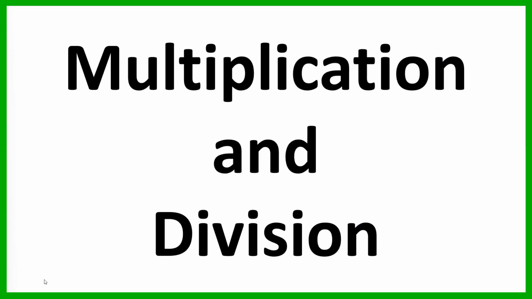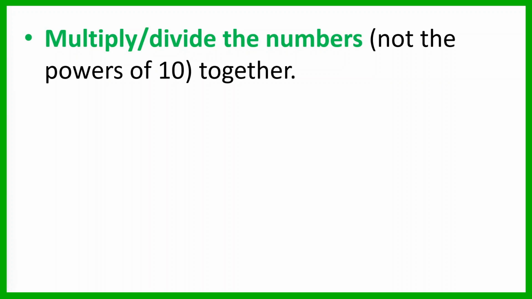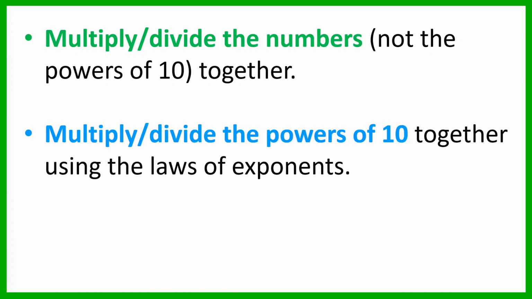In order to multiply and divide numbers that are written in scientific notation, you need to first multiply or divide the numbers, and when I say the numbers, I mean not the powers of 10, together, okay? Then once you've multiplied or divided the numbers, you then need to deal with the powers of 10 and multiply or divide them together. And when you do that, you use the laws of exponents.